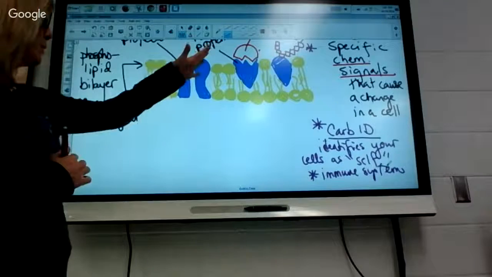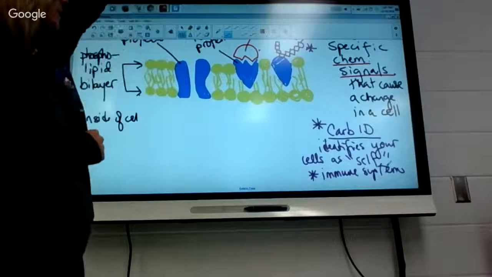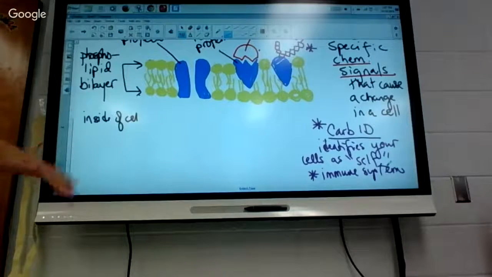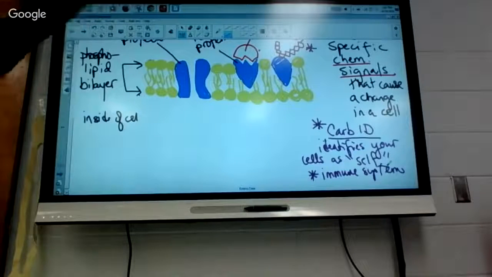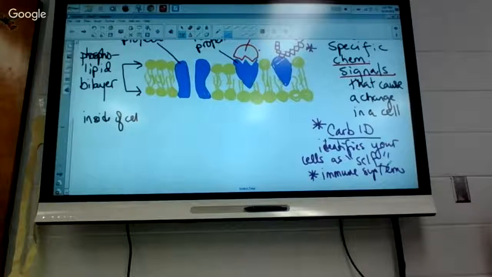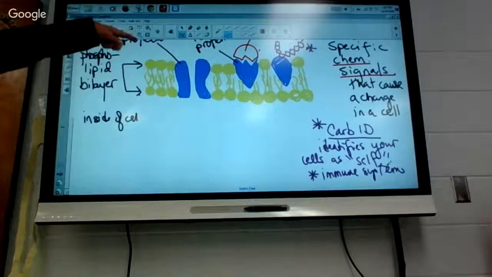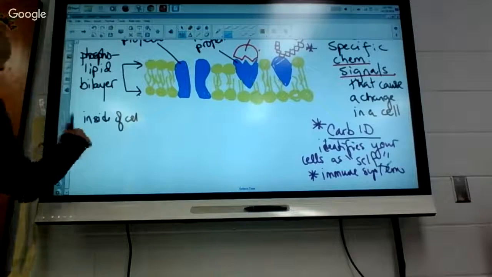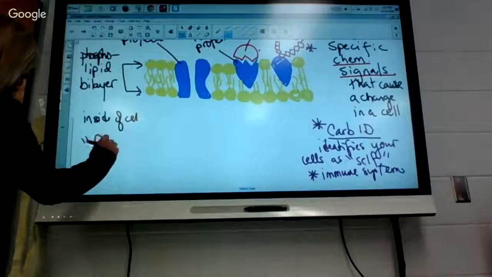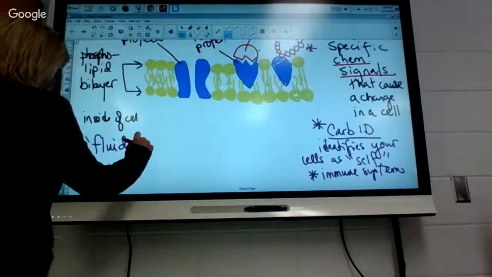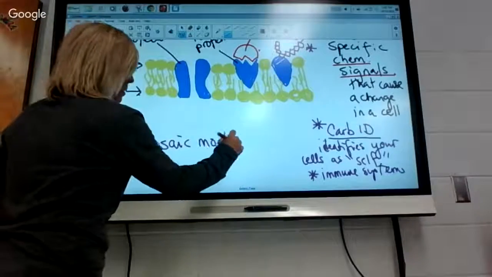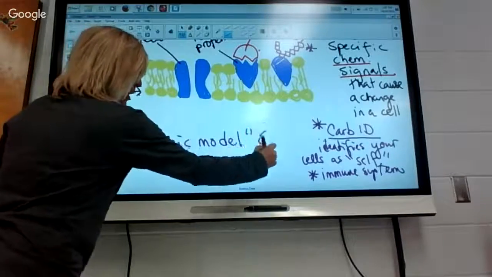Now, as far as the flexibility, this whole setup, if we were to look down on top of it, would look like a mosaic. So like this floor, all these would be the heads of the lipids. All these orange and blue boxes will be the proteins. And so it looks like a mosaic. So this is called the fluid mosaic model of the cell membrane.